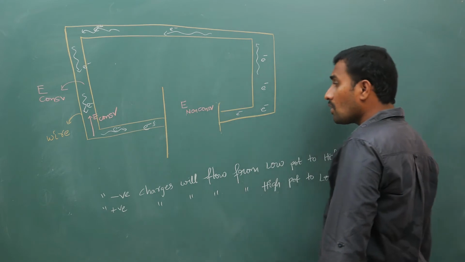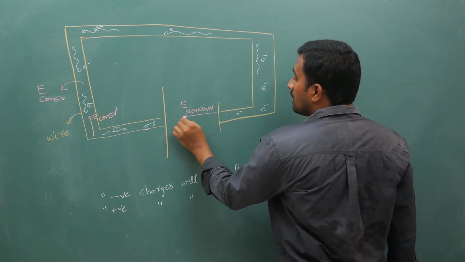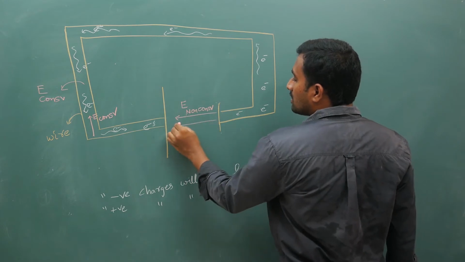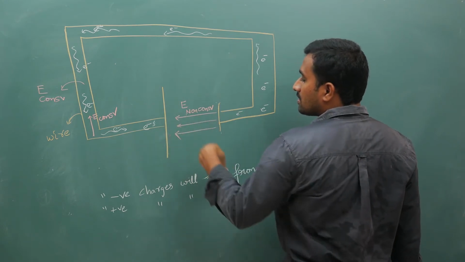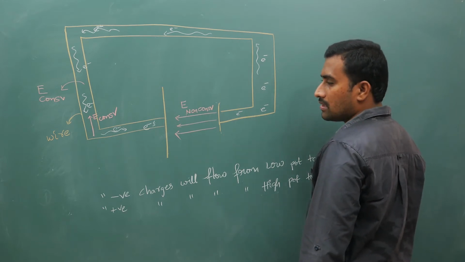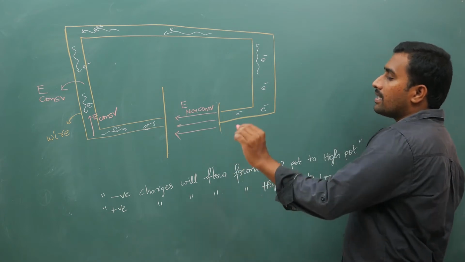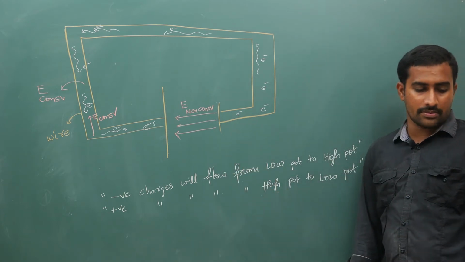Now, this is your negative terminal, this is your positive terminal. Let us say the non-conservative electric field is like this. In the direction of the field usually potential drops, but that is not the case here. So chemical reactions and all will decide what is happening.